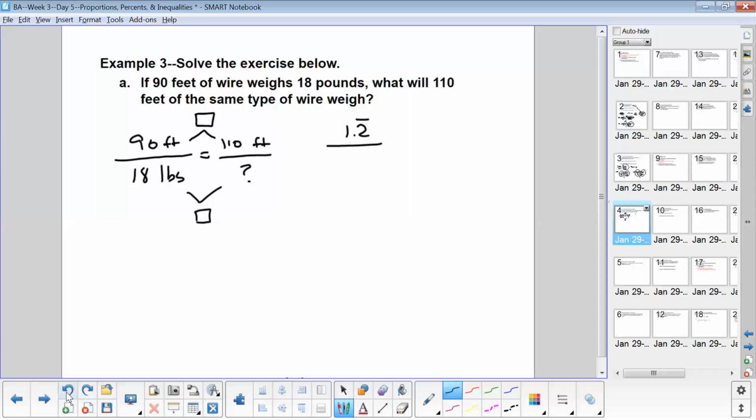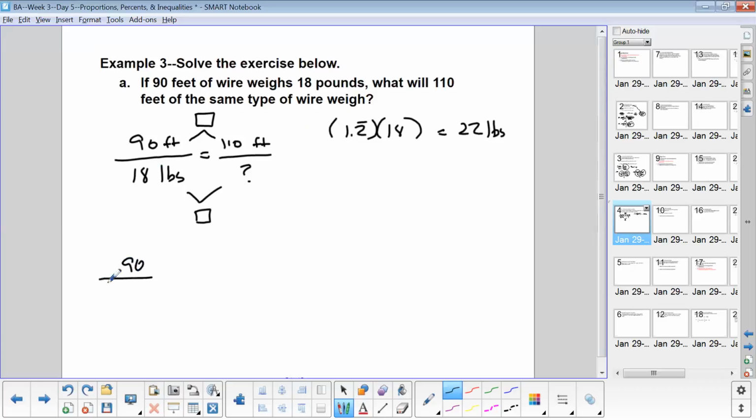And that multiplied by 18, and you're going to get approximately 22 pounds. So that's one way, is to figure out, well, what's the product? The product that needs to be, the multiplier. 110 divided by 90 is approximately 1 2/10 repeating. Well, if I take that result in my calculator and multiply it by 18, I'm going to get 22 pounds.